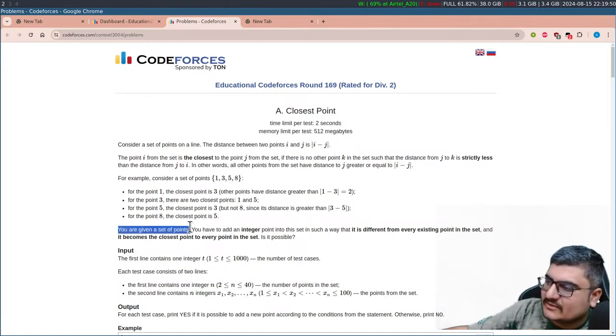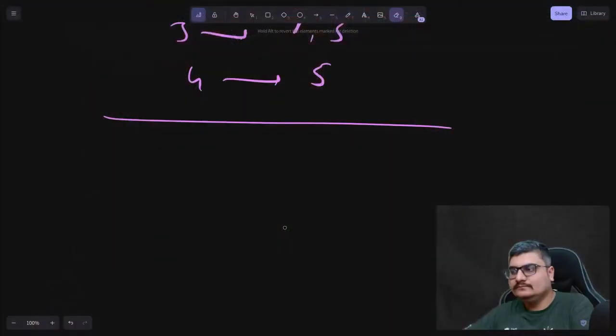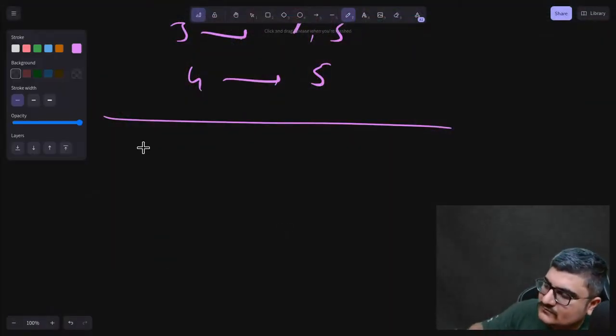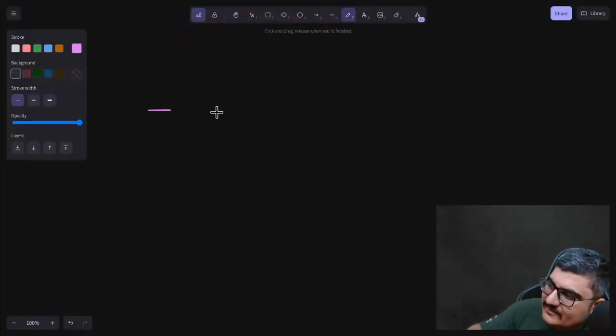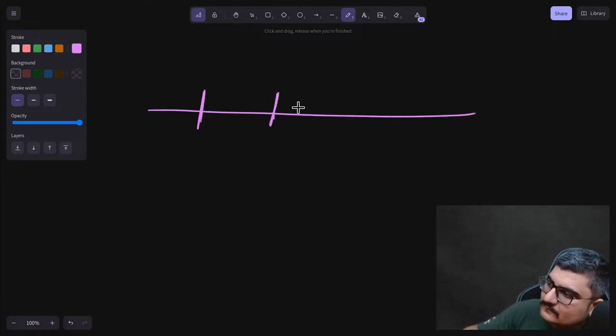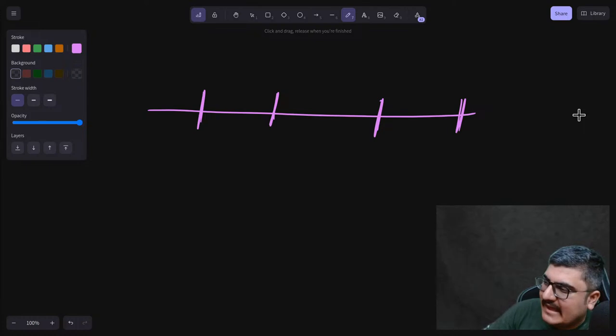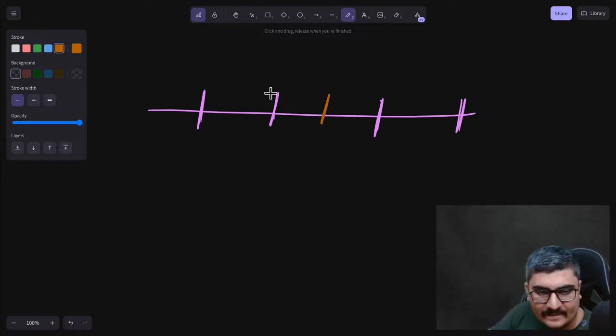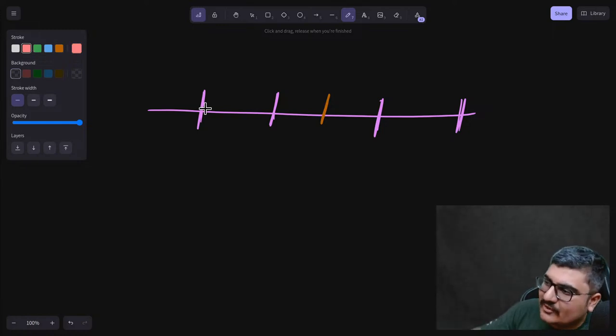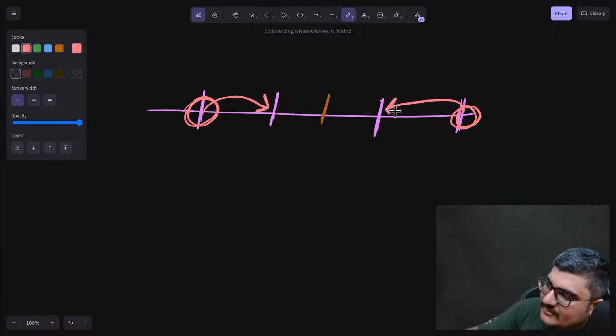You are given a set of points. You have to add an integer point into this set such that it is different from every existing point in the set and it becomes the closest point to every point in the set. Is it possible? So it says you have been given some numbers and now you have to insert one more number. Let's say we insert the number at this place, and this new number should be nearest for every point here. But you see, for this point, the nearest point would be this, not this orange one. Similarly, for this point, the nearest point would be this, not the orange one.